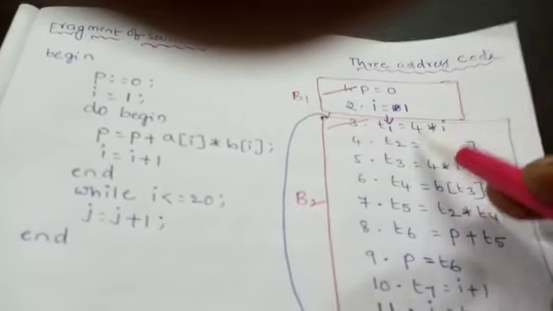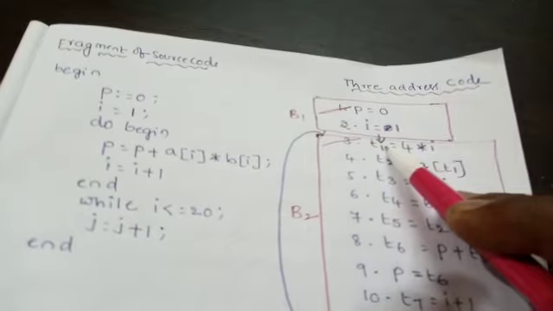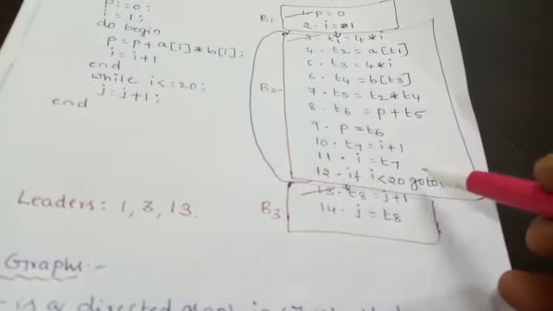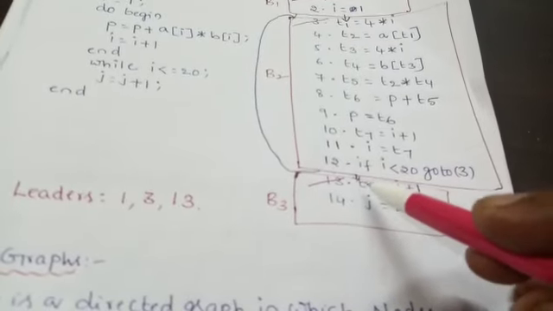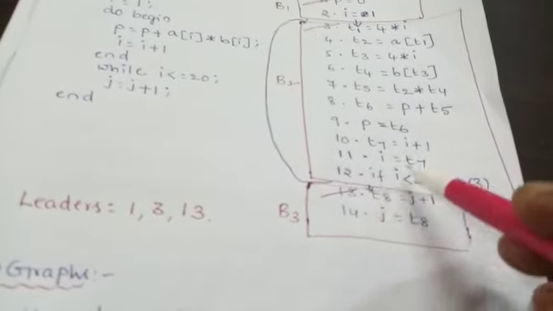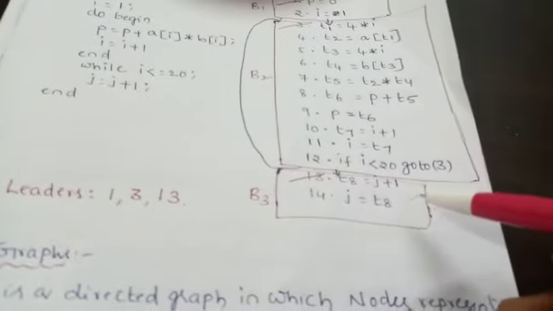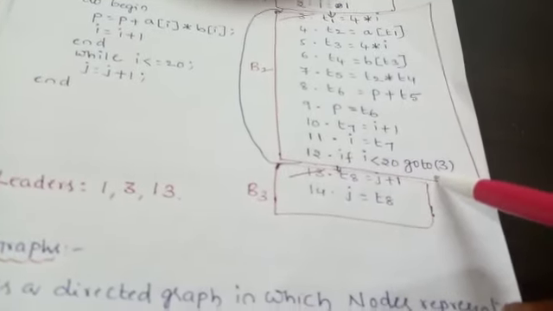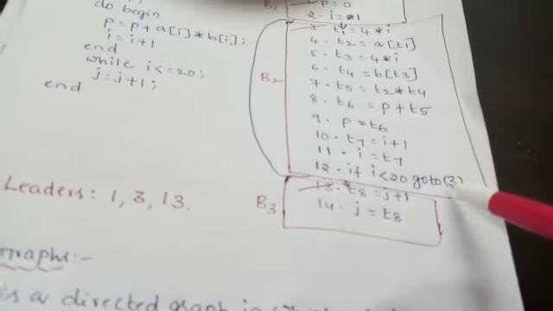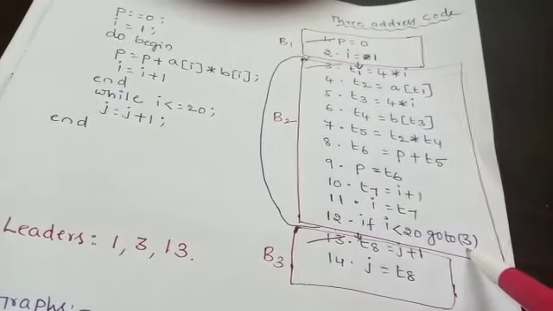So from B1 to B2 we draw one arrow, that means after B1 we have B2. Then B3 follows B2, so from B2 to B3 we again draw one line. See here there is a conditional jump. What we have studied is conditional or unconditional jump. We have a conditional goto, so again goto 3. Goto 3 means goto B2 only.